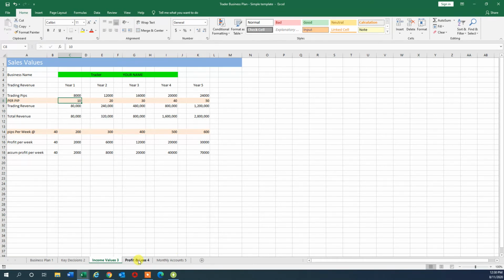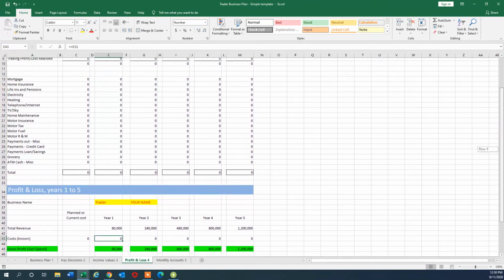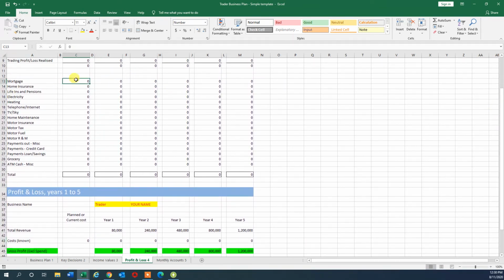We then have a profit and loss section where you can plan the same out or carry it forward in terms of your revenue and your costs known. Now, your costs might be your budget. You know what you have in terms of a mortgage. Just times it by 12, times it by 12, times it by 12, and you will have an annual figure to go in there.